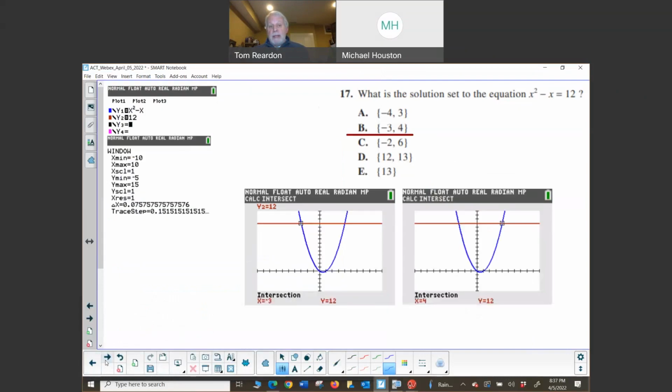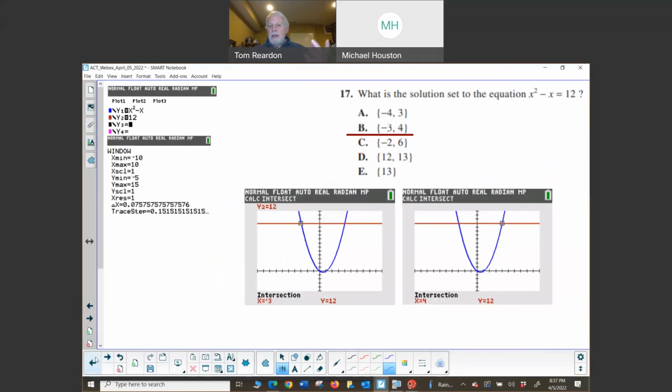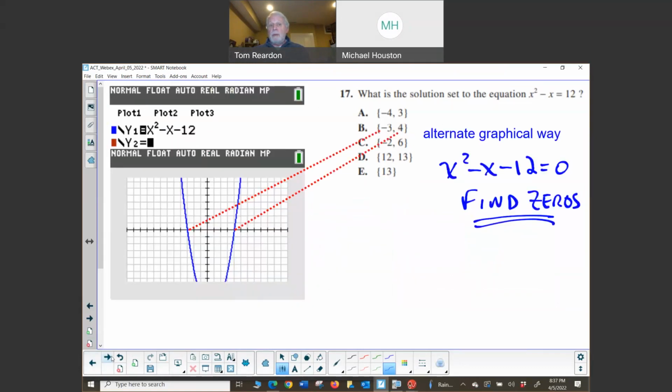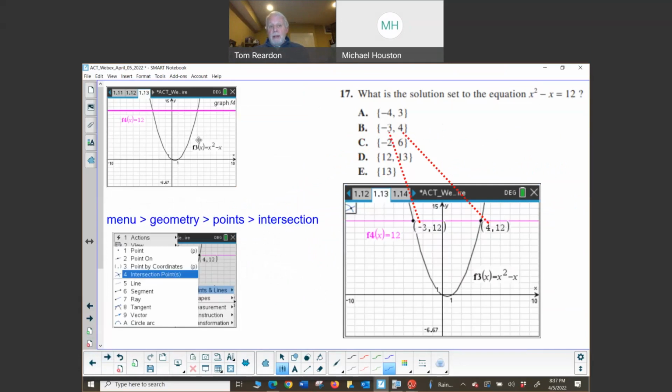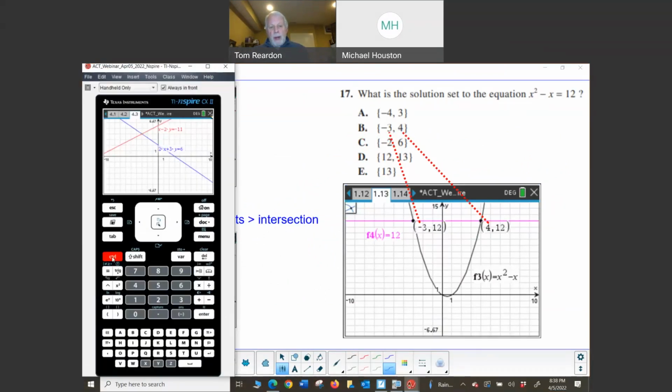Another way I could do this is I could also set this equal to 0 and go x squared minus x minus 12 and find the zeros of those and see again. So I like both. I like the first one better at first because students don't have to do any algebra, okay? They can just visualize the solution. But I like showing that they both work, okay? And similarly on Nspire, except with Nspire, I do want to show this one because we might have some Nspire users that aren't aware of this.